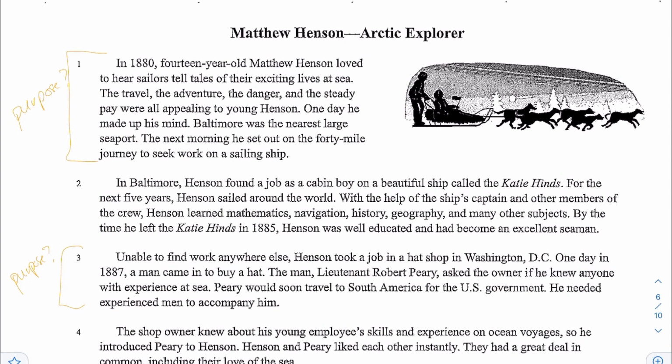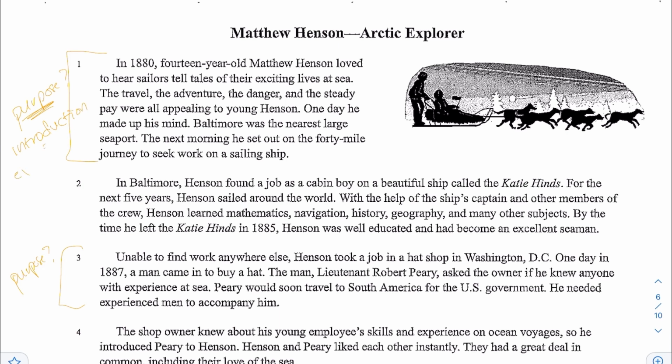So this passage starts with paragraph 1. "In 1880, 14-year-old Matthew Henson loved to hear sailors tell tales about their exciting lives at sea. The travel, the adventure, the danger, and the steady pay were all appealing to young Henson. One day he made up his mind. Baltimore was the nearest large seaport. The next morning, he set out on the 40-mile journey to seek work on a sailing ship." So one of the questions has to do with purpose, which is like, what's the point of this paragraph? And this first paragraph is an introduction.